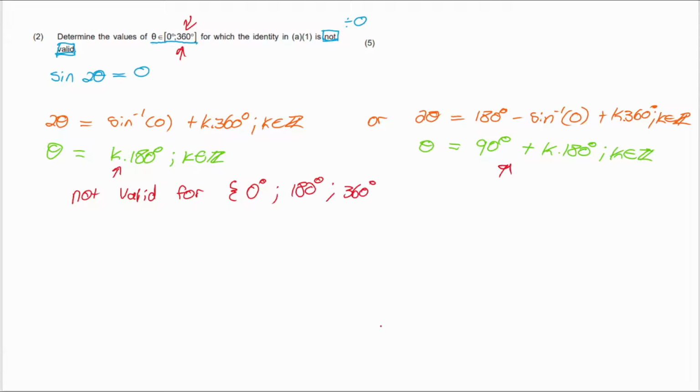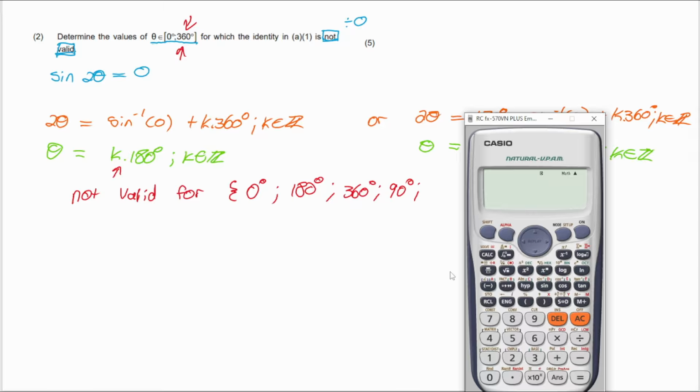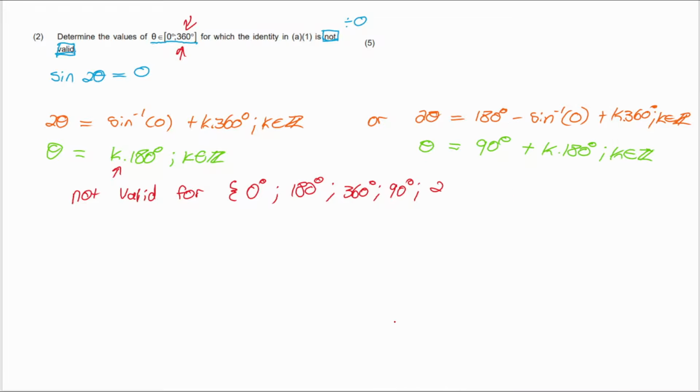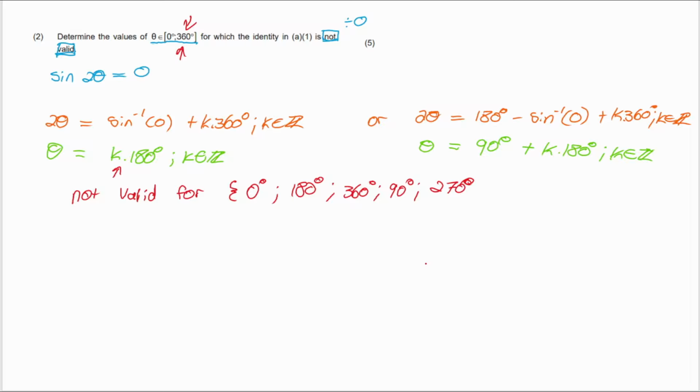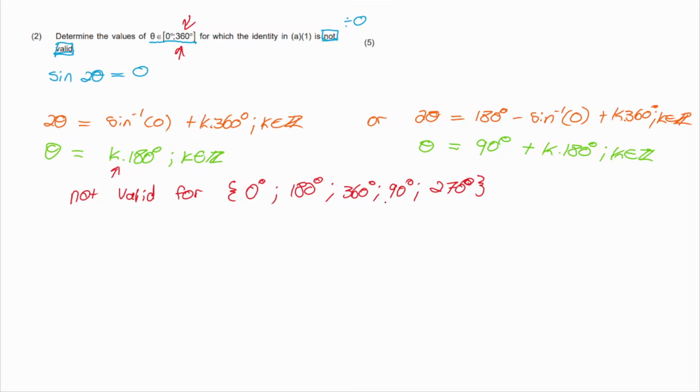Okay, then let's look at this one. If k is 0, we get 90 degrees. Okay, so over there 90. All right, now let's see if k is 1, so that's going to be 180 times 1, or just 180, so 270. And then if we do 180 times 2, we're going to fall outside of the interval, out of this 360. Okay, so that is all the things that sine 2 theta is not valid for.